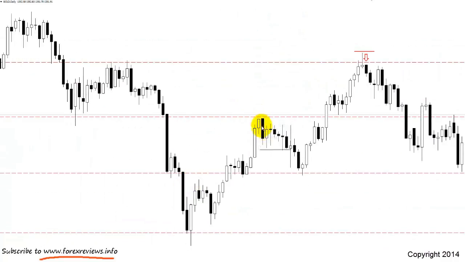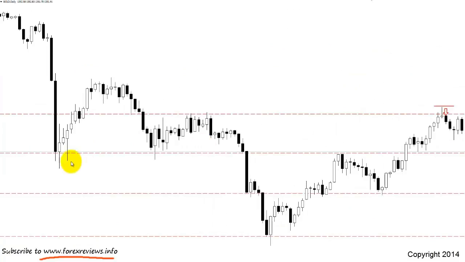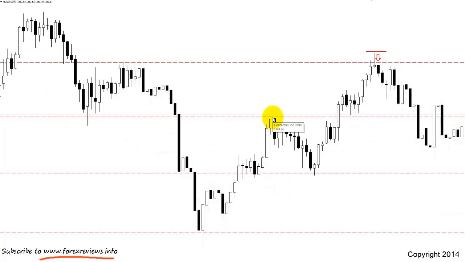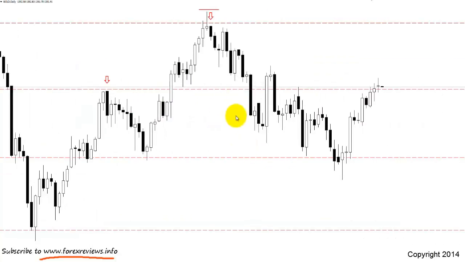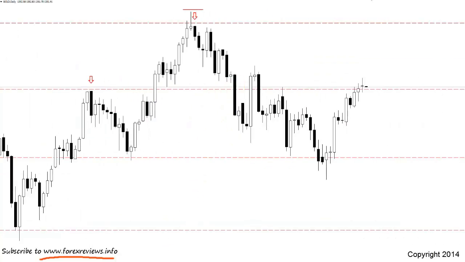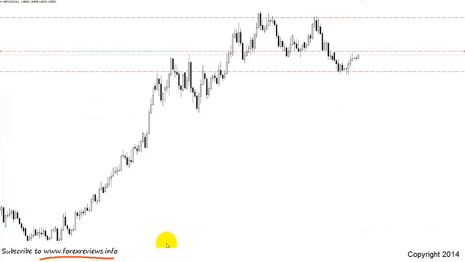We also retested this. So this was a previous support zone, broke below, came back and tested it as resistance. Got a bearish engulfing, and then what happened? Price went down. And the market just keeps doing this over and over again. Let's move on to the next pair.